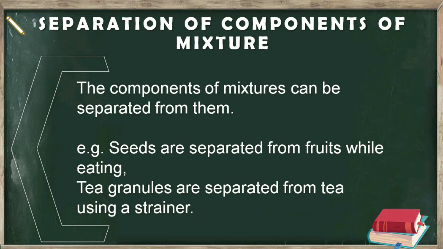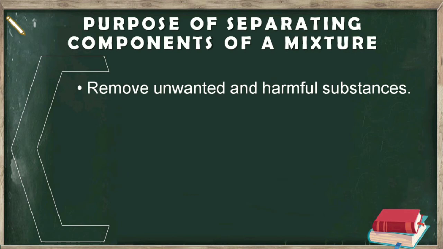But the question here is, why do we need to separate the components of a mixture? There are two main purposes of separating the components of a mixture. First purpose is to remove unwanted and harmful substances. For example, tea granules are separated from tea. Also, small pieces of stones and husk are separated from rice before cooking.